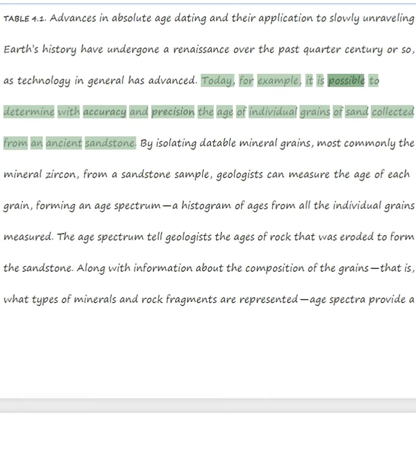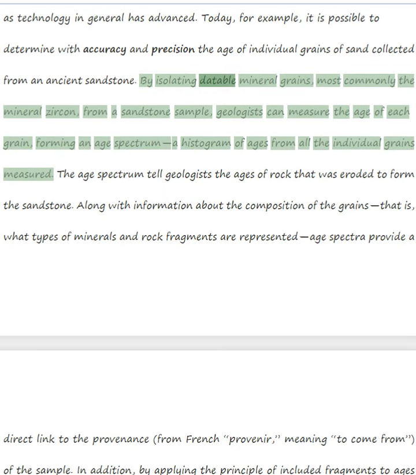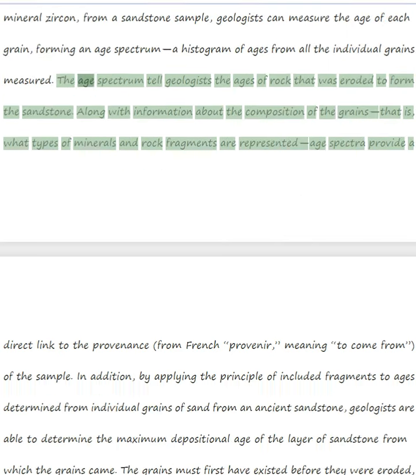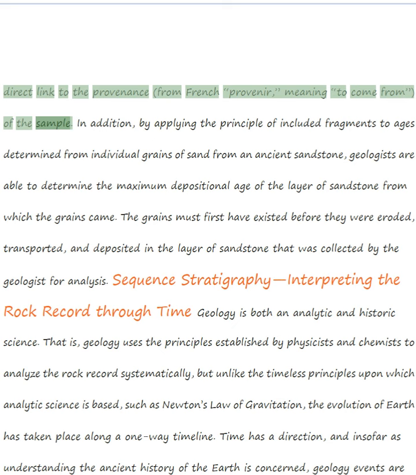Today, for example, it is possible to determine with accuracy and precision the age of individual grains of sand collected from an ancient sandstone. By isolating datable mineral grains, most commonly the mineral zircon, from a sandstone sample, geologists can measure the age of each grain, forming an age spectrum, a histogram of ages from all the individual grains measured. The age spectrum tells geologists the ages of rock that was eroded to form the sandstone. Along with information about the composition of the grains, that is, what types of minerals and rock fragments are represented, age spectra provide a direct link to the provenance of the sample.